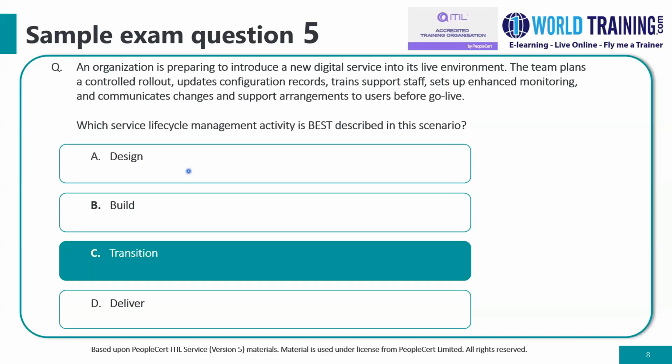Last choice D, deliver, is incorrect because that is about fulfilling service requests and providing services after go live, not preparing for deployment. Because deliver provides products and services to users, manages the user onboarding or offboarding, maintains service quality standards, and gathers consumer feedback.